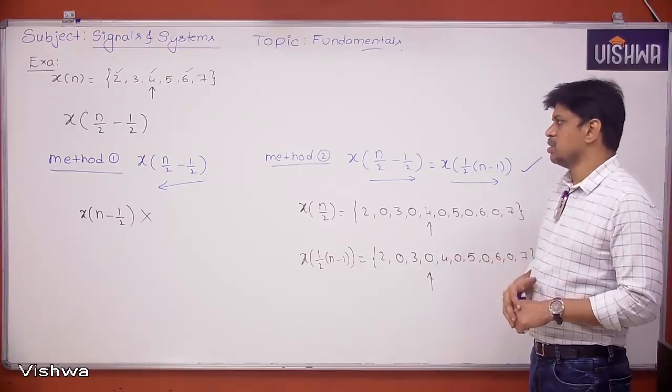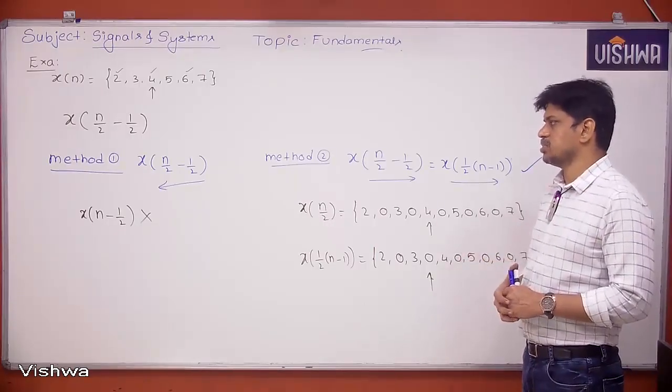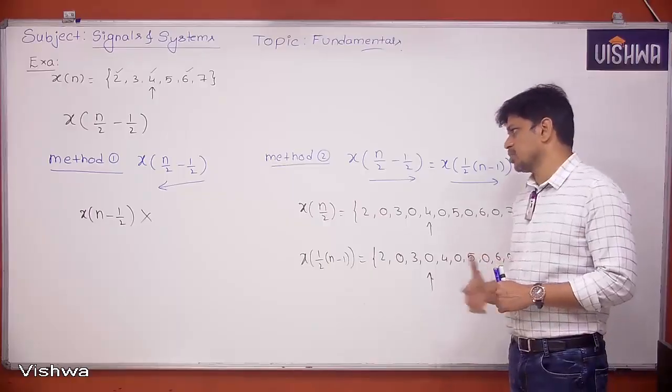First avoid the non-integer shifting, then whichever method avoids non-integer shifting, that method we have to perform. Okay, take it.